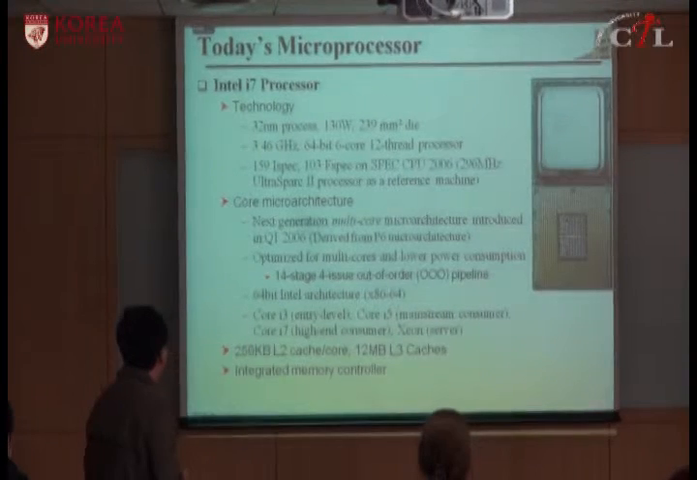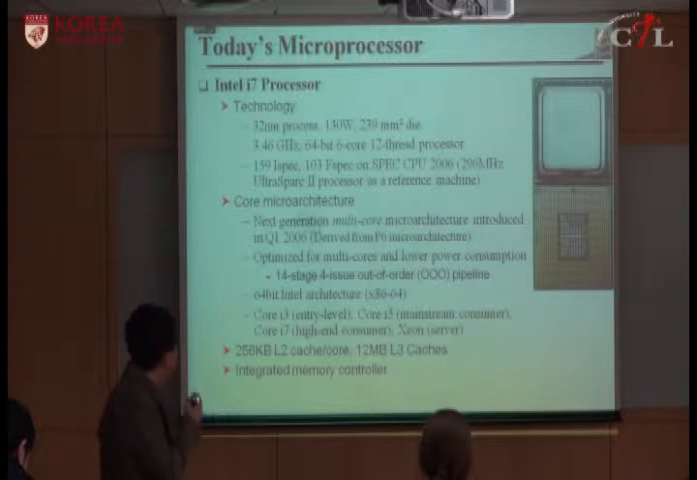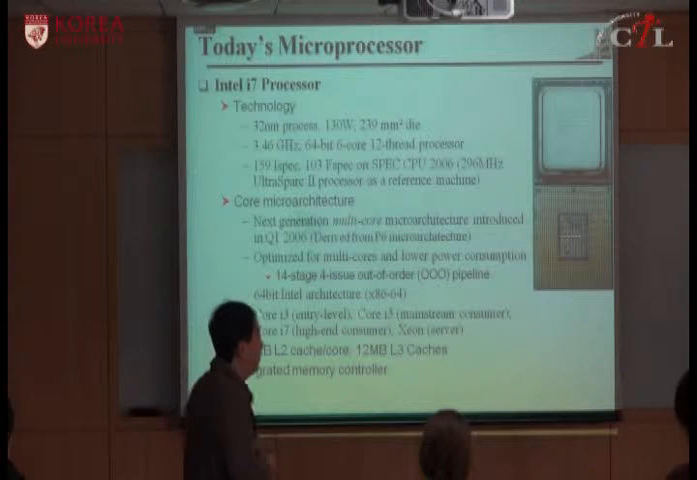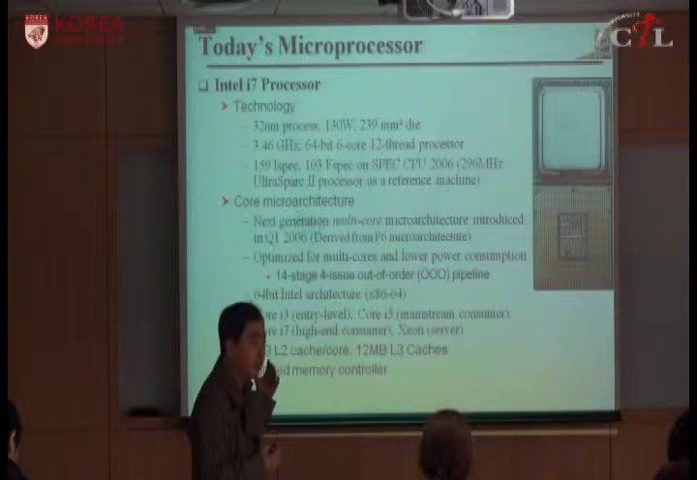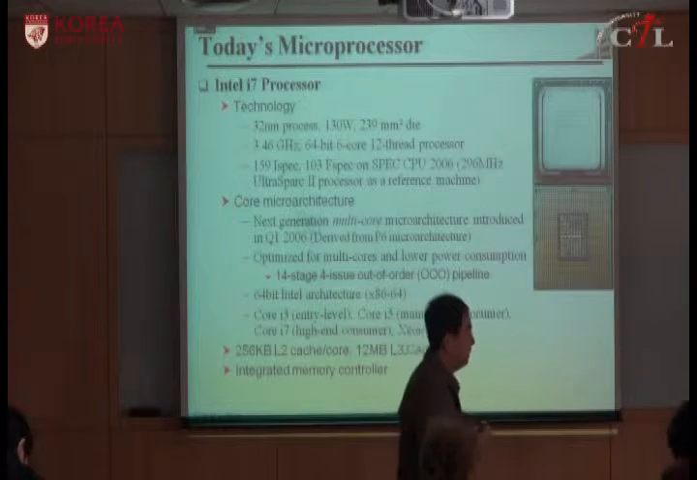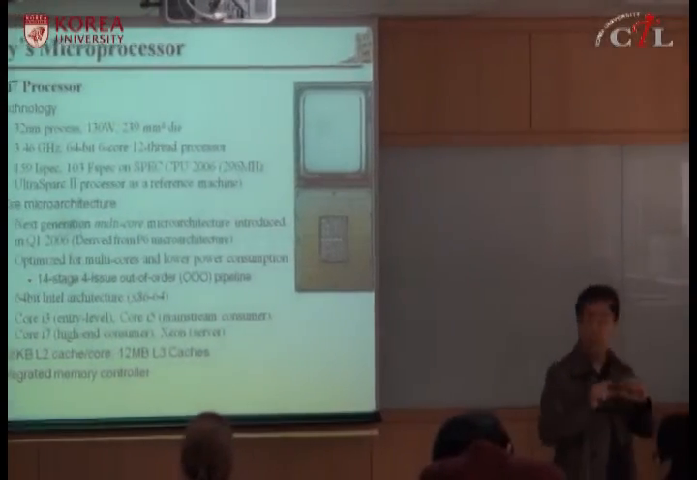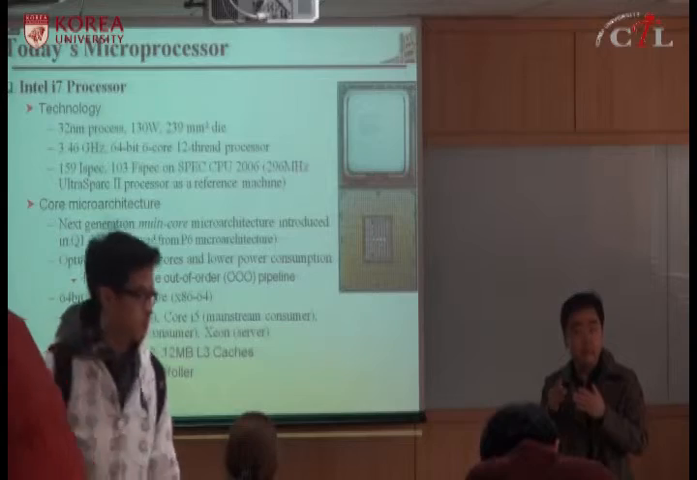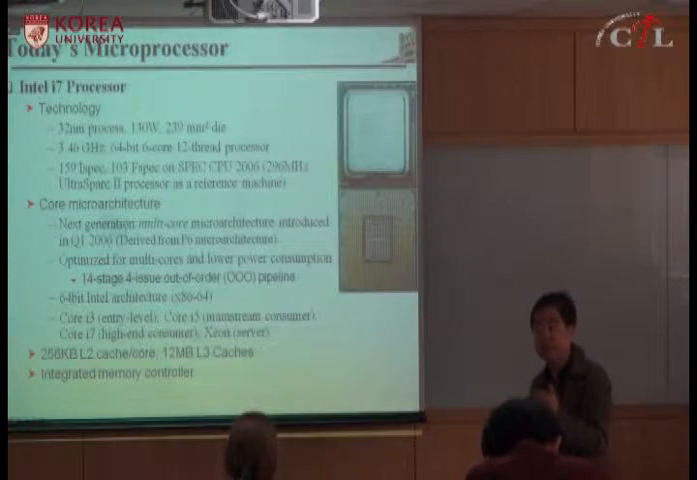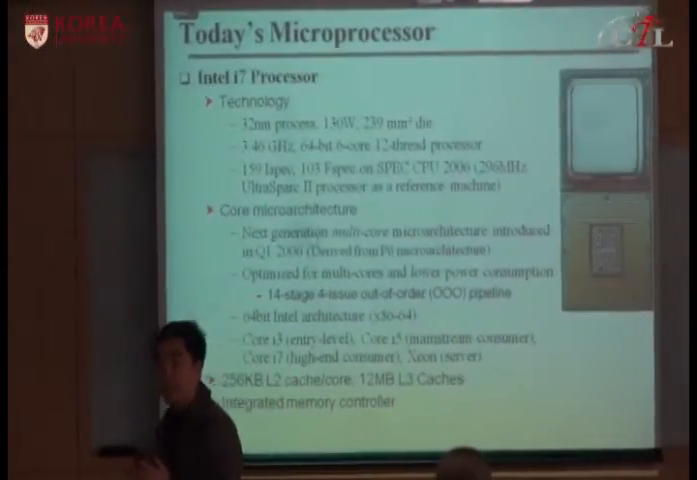So this shows the Intel i7 processor. The technology used for this processor is a 32 nanometer process. I think I have discussed this before. As I mentioned, 32 nanometer process means the minimum feature size of the polygon. This can be line width or length, the minimum you can fabricate using this technology. The minimum size is 32 nanometer.